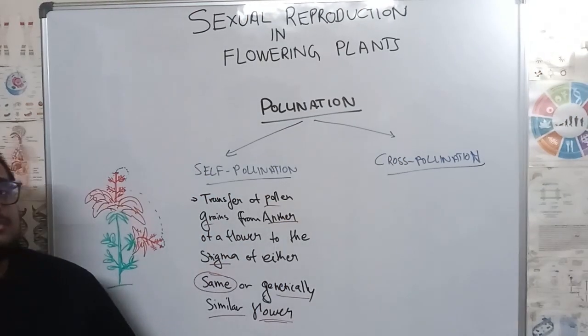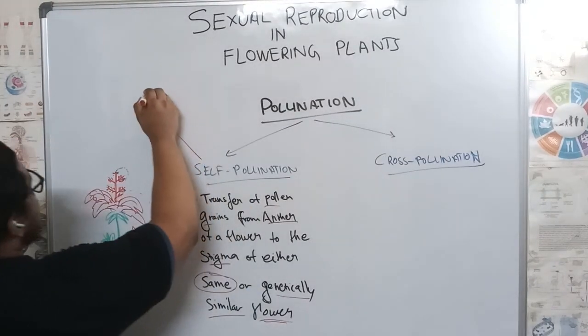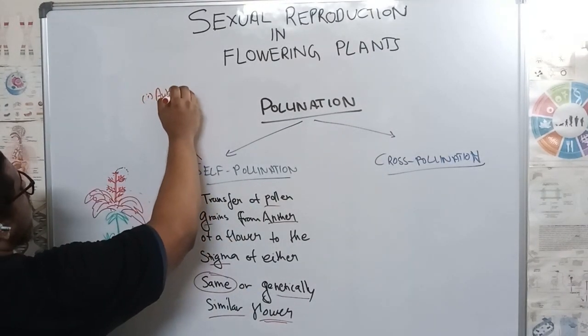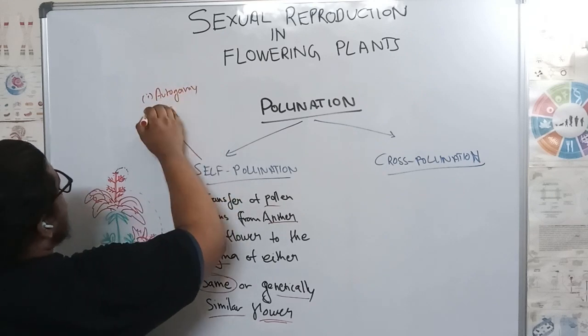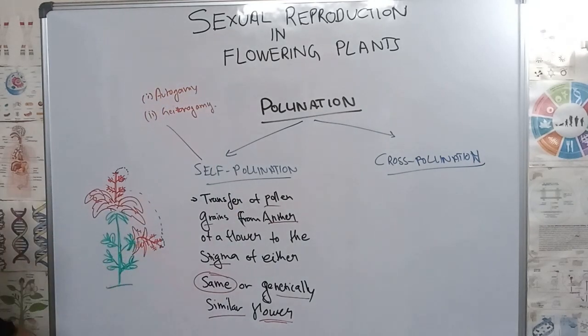There are different types of self-pollination. First is autogamy and second is geitonogamy. We will look at these two types further.